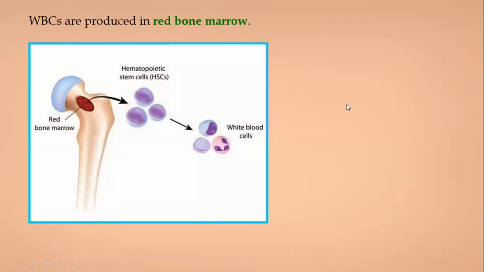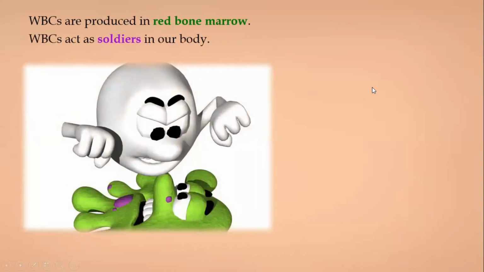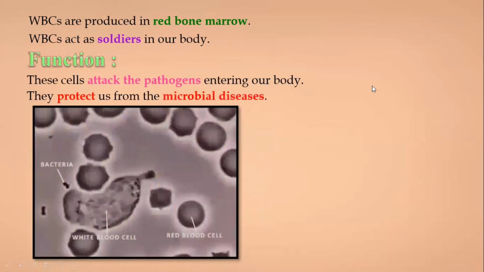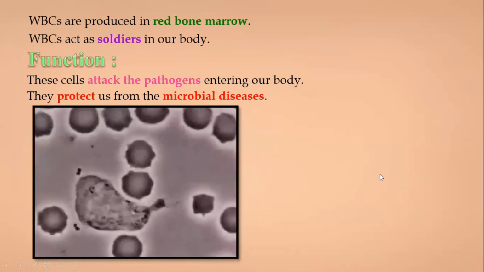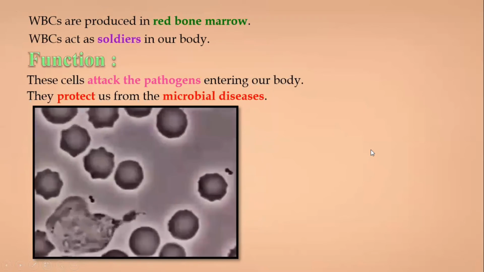WBCs are produced in the bone marrow. Okay, if you can see, this is the joining of two parts, the thigh to the leg, or the knee to the calf and so on. So this is your bone marrow, and WBCs are produced in this bone marrow. They are nothing but the soldiers in our body. Why do we call them soldiers? Because they attack the pathogens entering our body. Suppose any bacteria or viruses enter, they attack them, but only if our immunity is good.